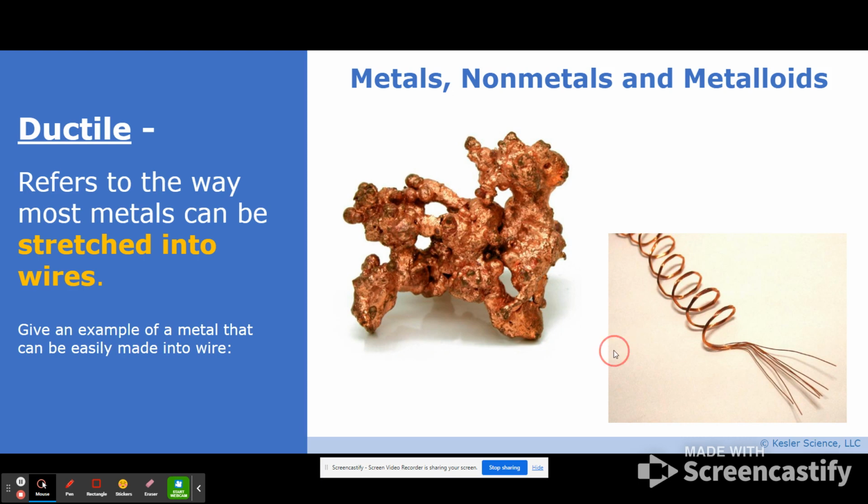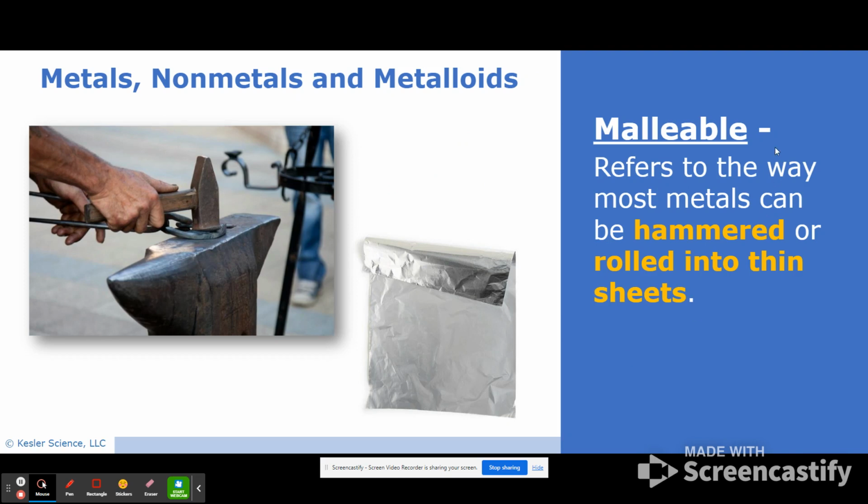If you rolled it, that would be malleability, which is our next one. Malleability refers to the way that most metals can be hammered or rolled into thin sheets. So if you can flatten it with a hammer or roll it into a thin sheet like aluminum foil, it has malleability.